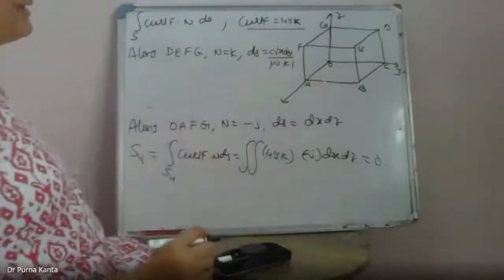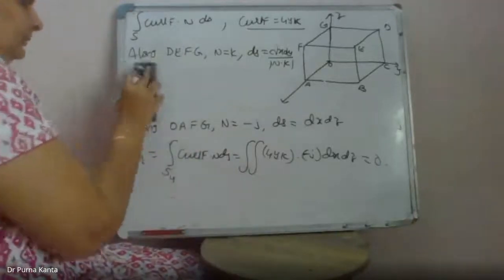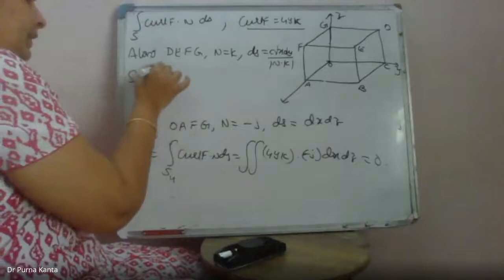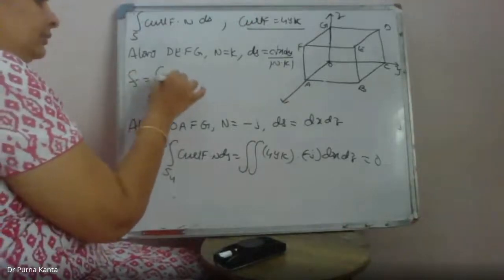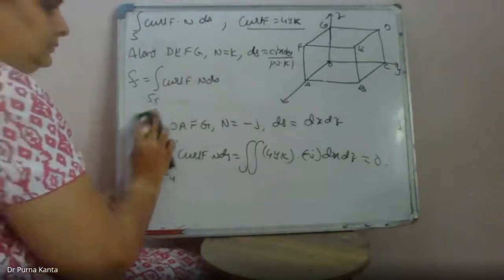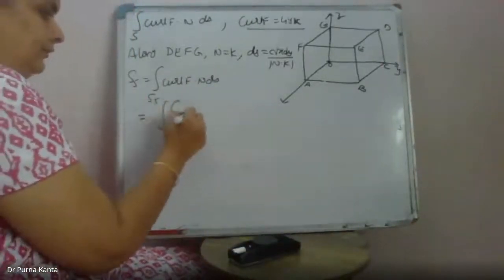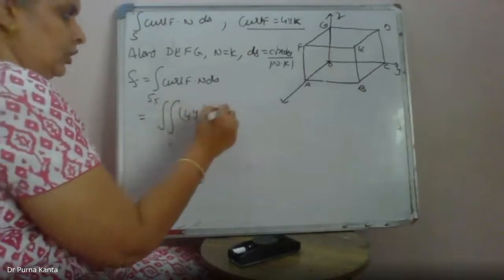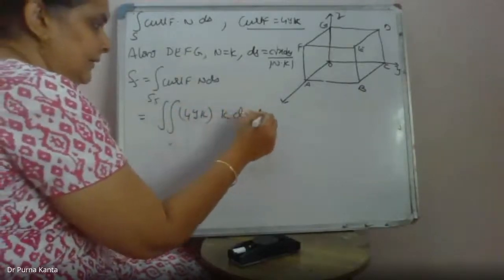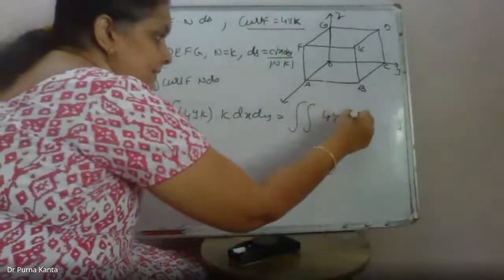dx dy by mod n dot k. Right, dx dy by mod n dot k. So S5 is equal to the integral over S5 of curl f dot n ds, which is equal to the double integral of 4y k dot product with k dx dy. k dot k is equal to 1, so the double integral of 4y dx dy.